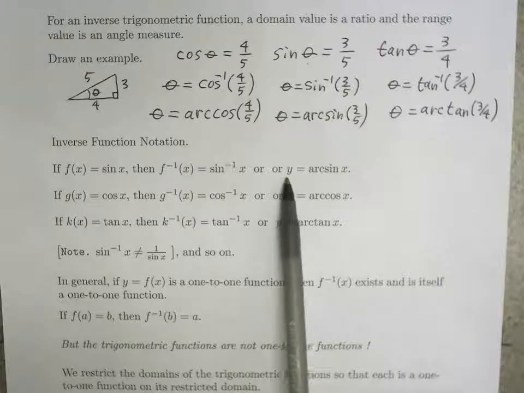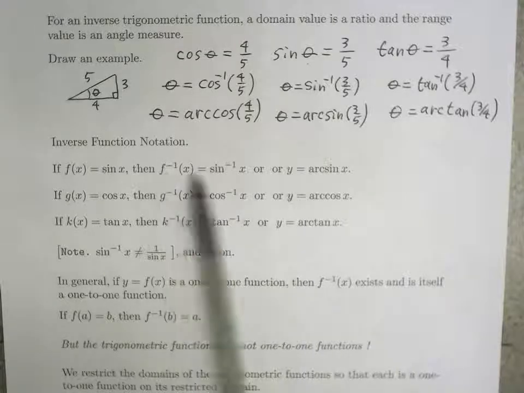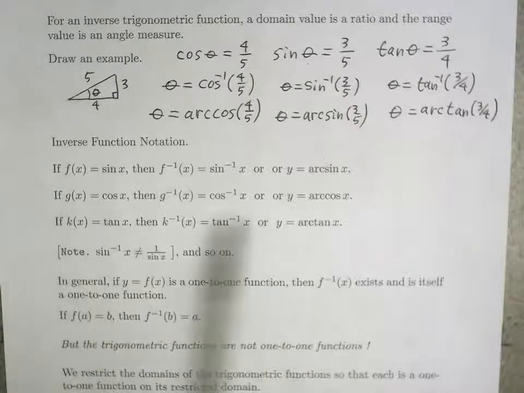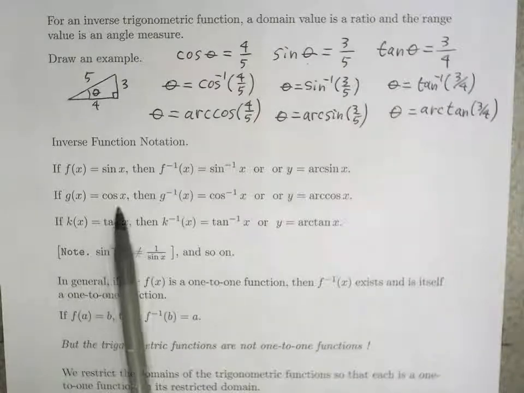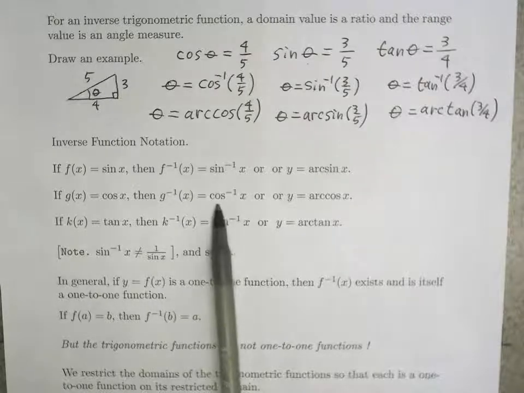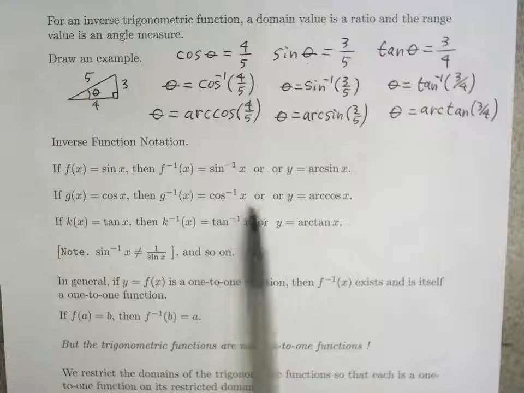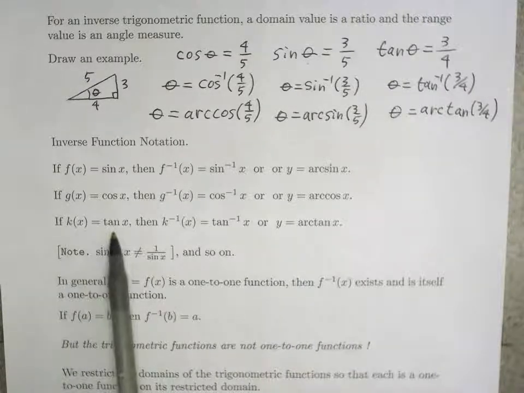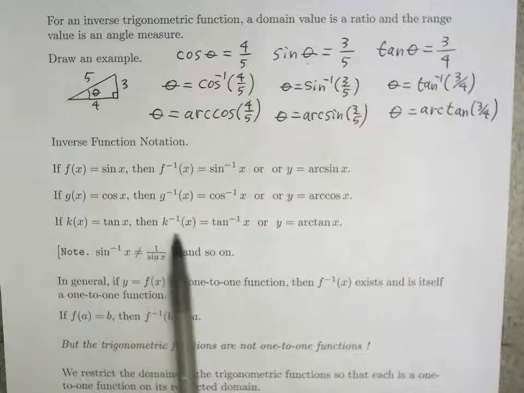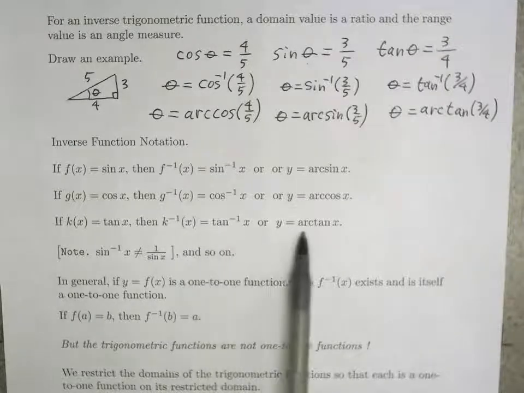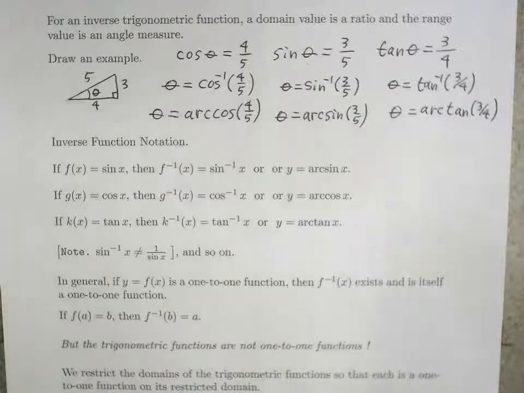The variable y is interchangeable with f inverse in this setting. And the same in the next line. If g of x equals cosine of x, then g inverse of x is cosine inverse of x, or arc cosine of x. If k of x equals tangent of x, then k inverse of x is equal to the inverse tangent of x, or the arctangent of x.